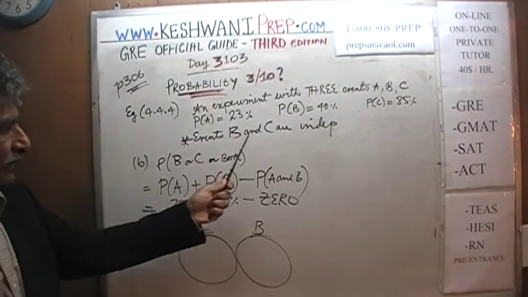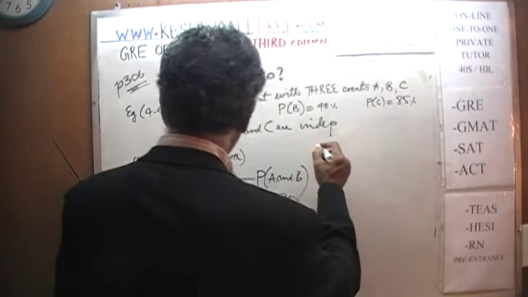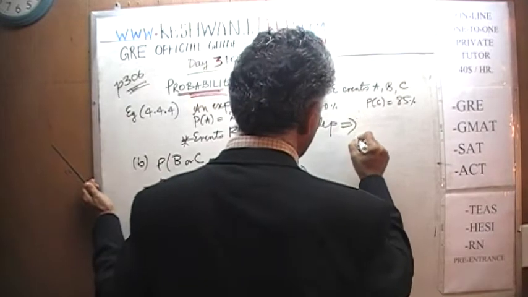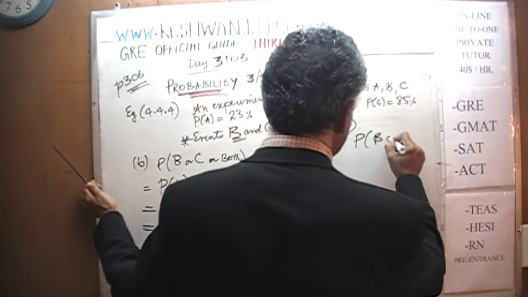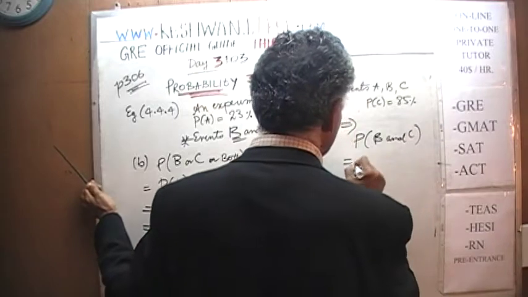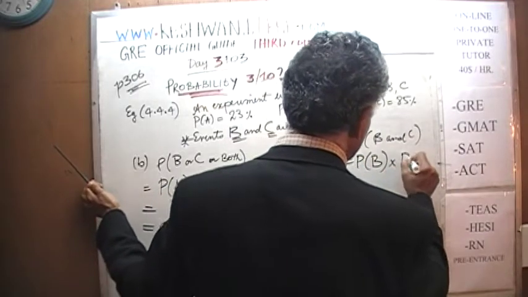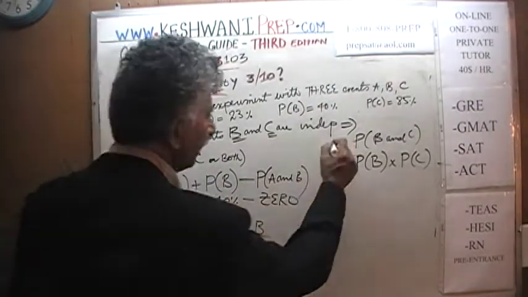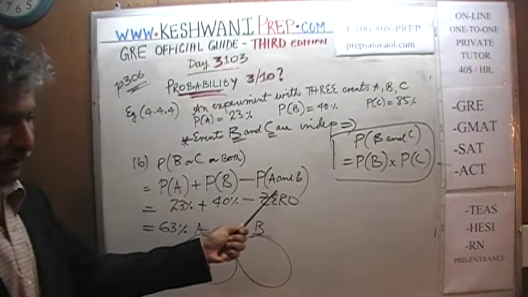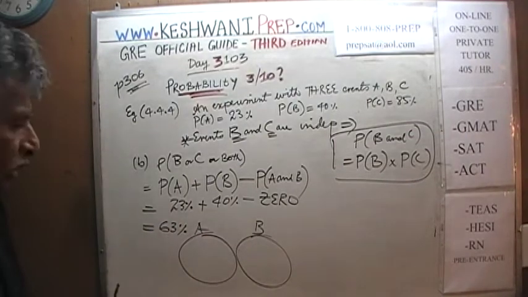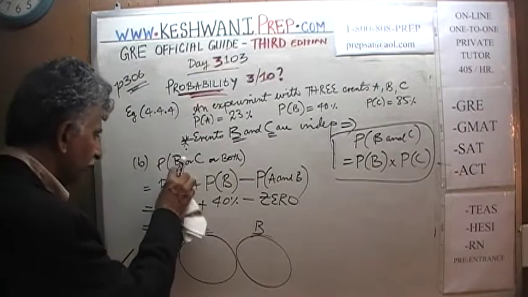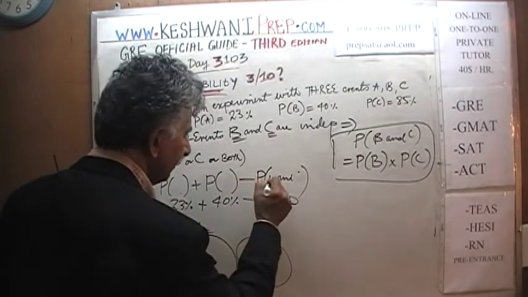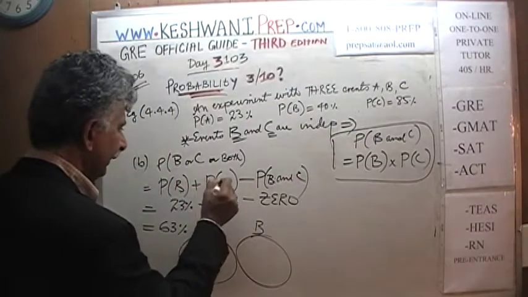And if that's the case, which is what we are told here, B and C are independent, then the probability of both B and C happening at the same time is simply the odds of B happening times the odds of C happening. And we have to keep that in mind. This information tells us this part, and we're going to use it in a second, because we're going to replace everything here, because we're no longer dealing with A and B, we're dealing with B and C.